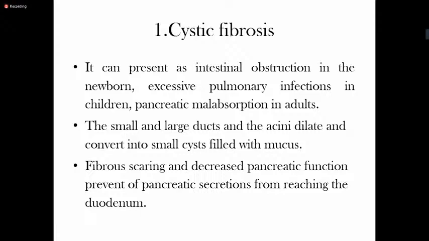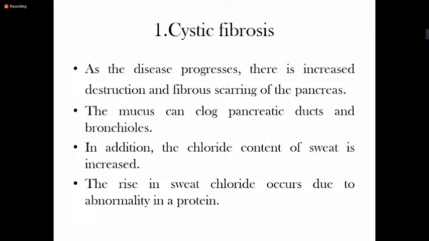So cystic fibrosis is characterized, in the pancreas, by obstruction of the ducts. And so pancreatic secretions do not reach where they're supposed to reach. As the disease progresses, there is increased destruction and fibrous scarring of the pancreas. The mucus can clog pancreatic ducts and bronchioles of the lungs. Okay, are we still together? Yes, Dr. Wandolo, we're together.